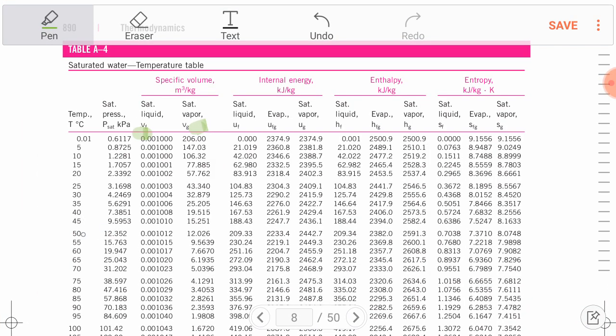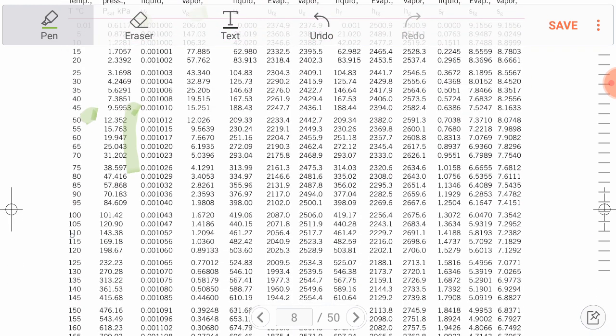Let's suppose we need to calculate the enthalpy of the system at 50 degrees centigrade and 12.5 kilopascal. It is a saturation state at 50 degrees centigrade, and the saturation pressure will be 12.53. At this point water boils. At 1 atm, that is 101.42 kilopascal, the boiling point is 100 degrees centigrade. But if we decrease the saturation pressure, the boiling point will also decrease, and if we increase the pressure, the boiling point will also increase. So this is basically the saturation pressure.